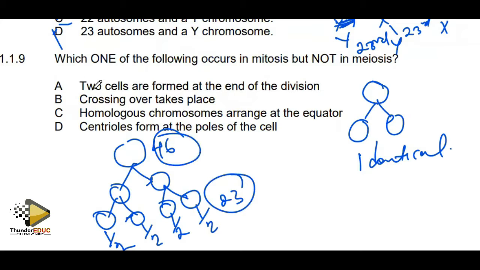So now what happens here in the question? They're saying that two cells are formed at the end of the division. They're saying which one of the following occurs in mitosis. So we are comparing mitosis over meiosis. It means that the first statement must belong to mitosis. The second statement must belong to meiosis. So the first statement, they are saying two cells are formed under mitosis at the end of the division. Yes, we see here two cells are forming at the end of the division. They're saying crossing over takes place. We don't have crossing over in mitosis. So this one is ruled out. The most correct answer is A. So the answer is going to be A.